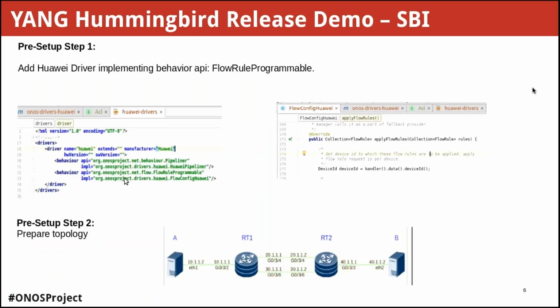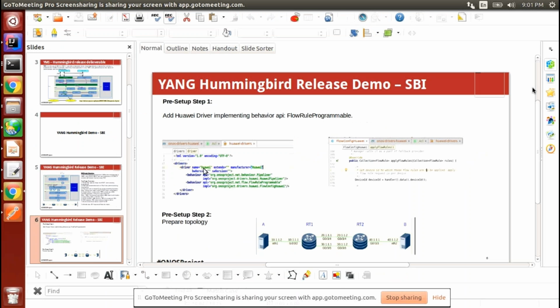Okay, so before moving on to the demo, let us look at some of the key setup steps which have been done. The first thing is the driver has been added, which is implementing the flow rule programmable so that it can be called by the flow subsystem. The second thing is the demo topology has been prepared. It comprises 2 routers and 2 hosts. The demo is to send a packet from host A to host B, for which the flow rule has to be added in router 1 and router 2 in terms of PBR. So I will show this first.